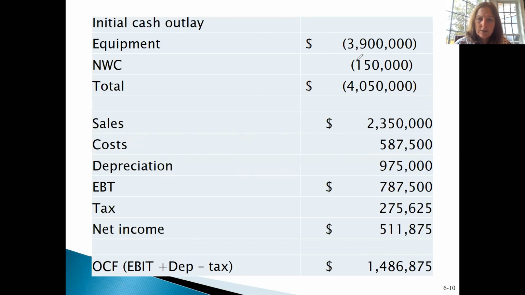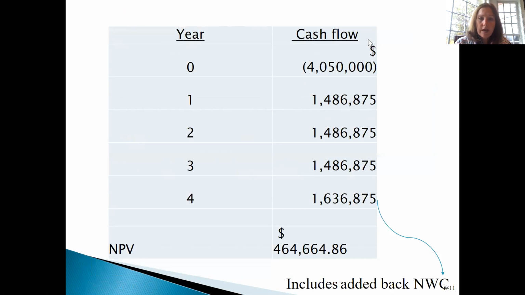Pretty normal. It's very similar to the problem we just did, except this is the standard case where you spend money up front and you recover at the end. And so what Gladys told us is we've got 4,050,000 expended initially. What Mike's told us is we have 1,486,875 for years 1, 2, and 3. And then year 4, we have that same 1,486,000, but that working capital that we spent initially, we're going to recover. So in the final year, we're going to add that 150,000 in order to get our year 4 cash flow.